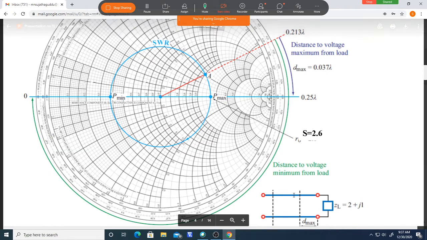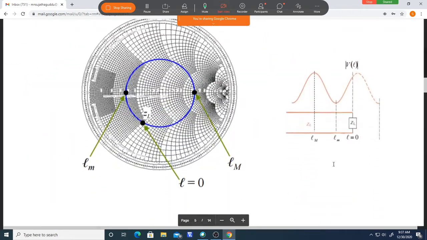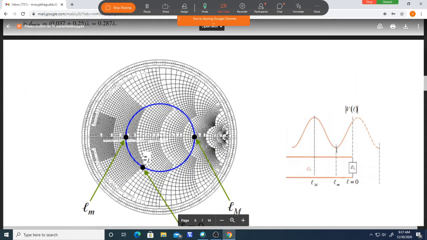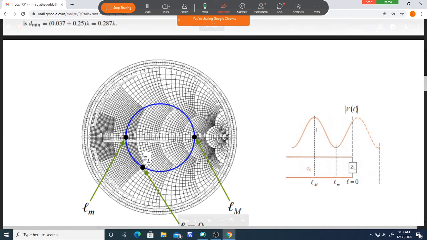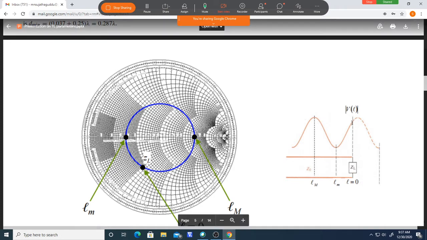That is a property of standing waves. We already studied that in the previous semester. We started from the load point, you move like this, go on moving, and once we come here, same voltage. This voltage repeats again here on the transmission line. This is a standing wave.